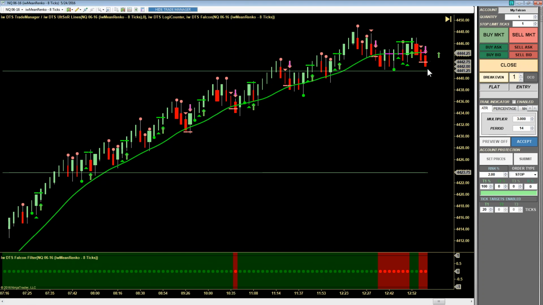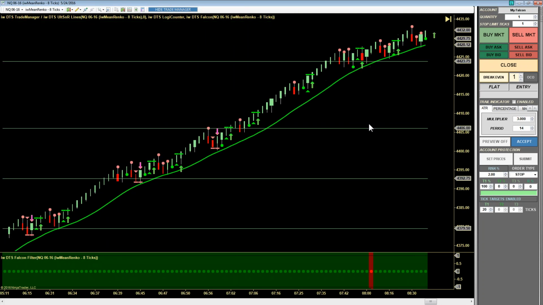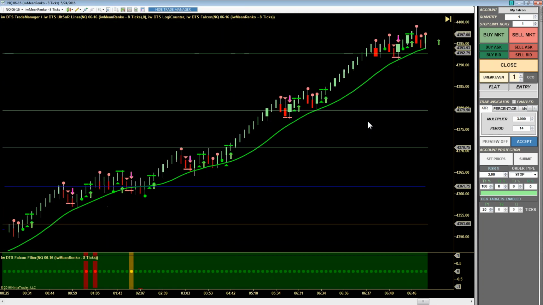So the trend line changes color, a signal prints. We wouldn't necessarily go crazy about selling this signal, primarily because if you look at the context of this chart, we're in a crazy strong uptrend. You don't want to be shorting into that. But what we're looking for is the structure.